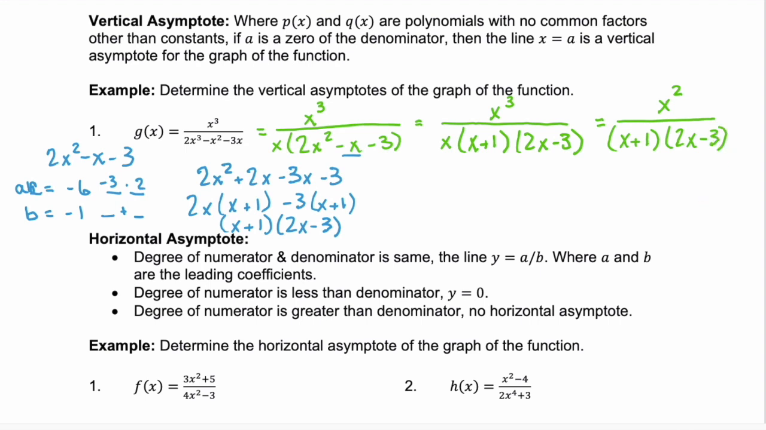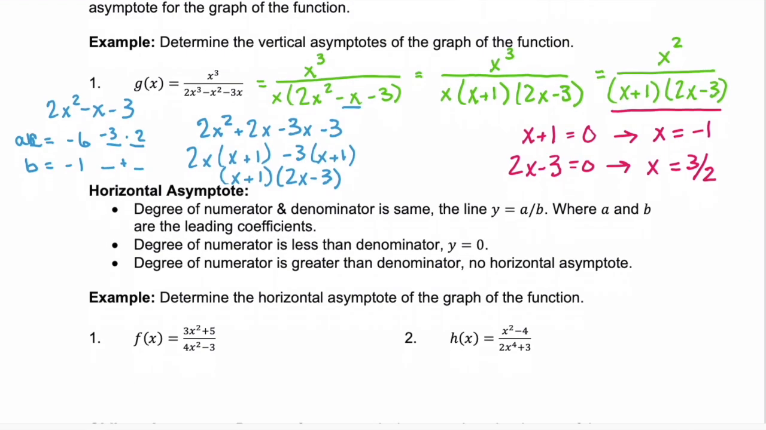Now that you have totally simplified, your vertical asymptotes are the zeros from this denominator. So x plus 1 equals 0 and 2x minus 3 equals 0. The first one tells us there is an asymptote at x equals negative 1, and the second one tells us there's an asymptote at x equals 3/2.